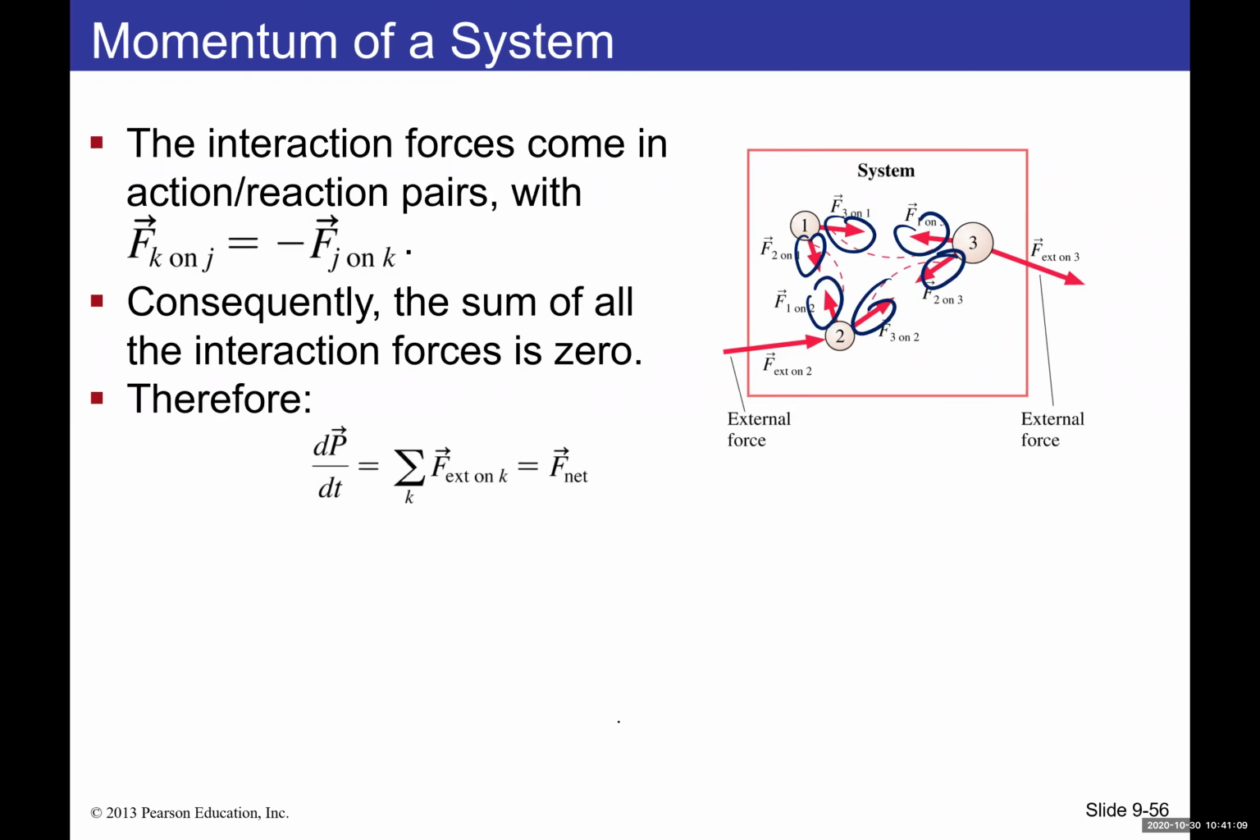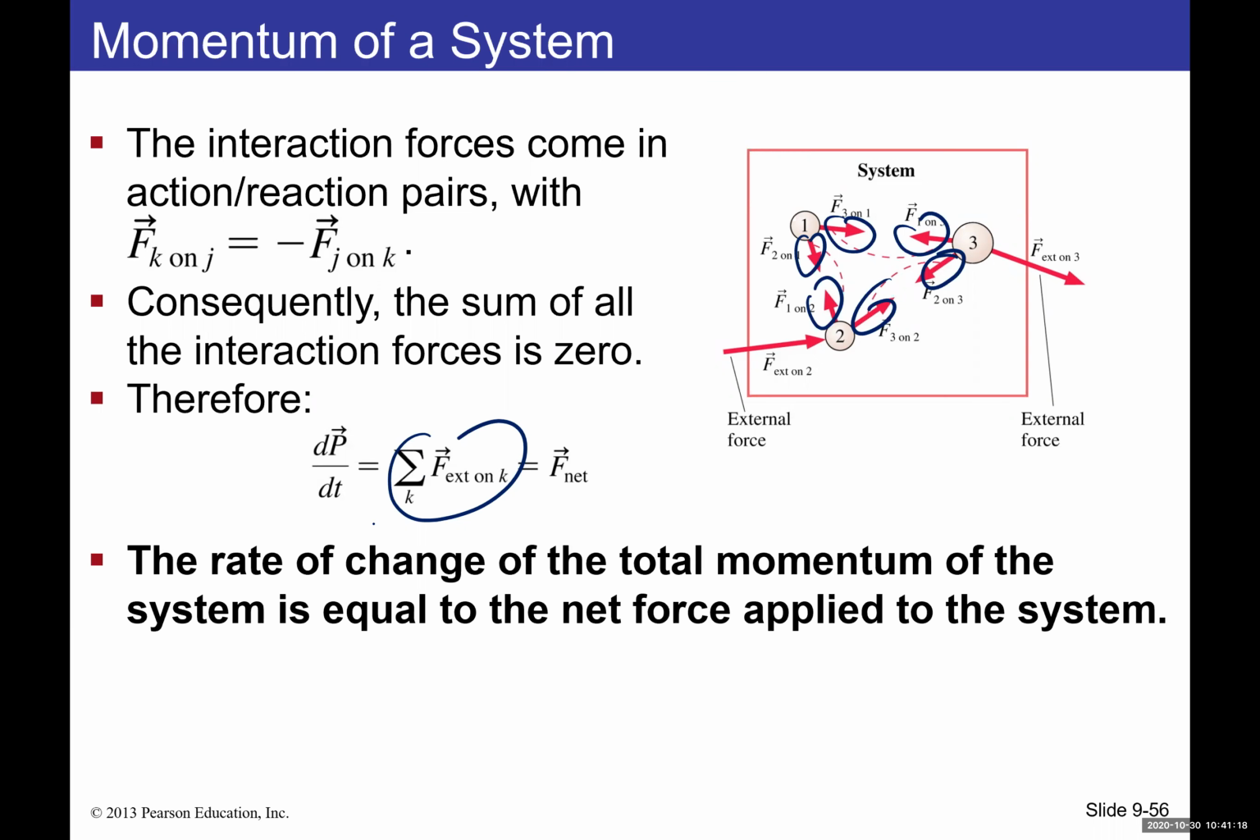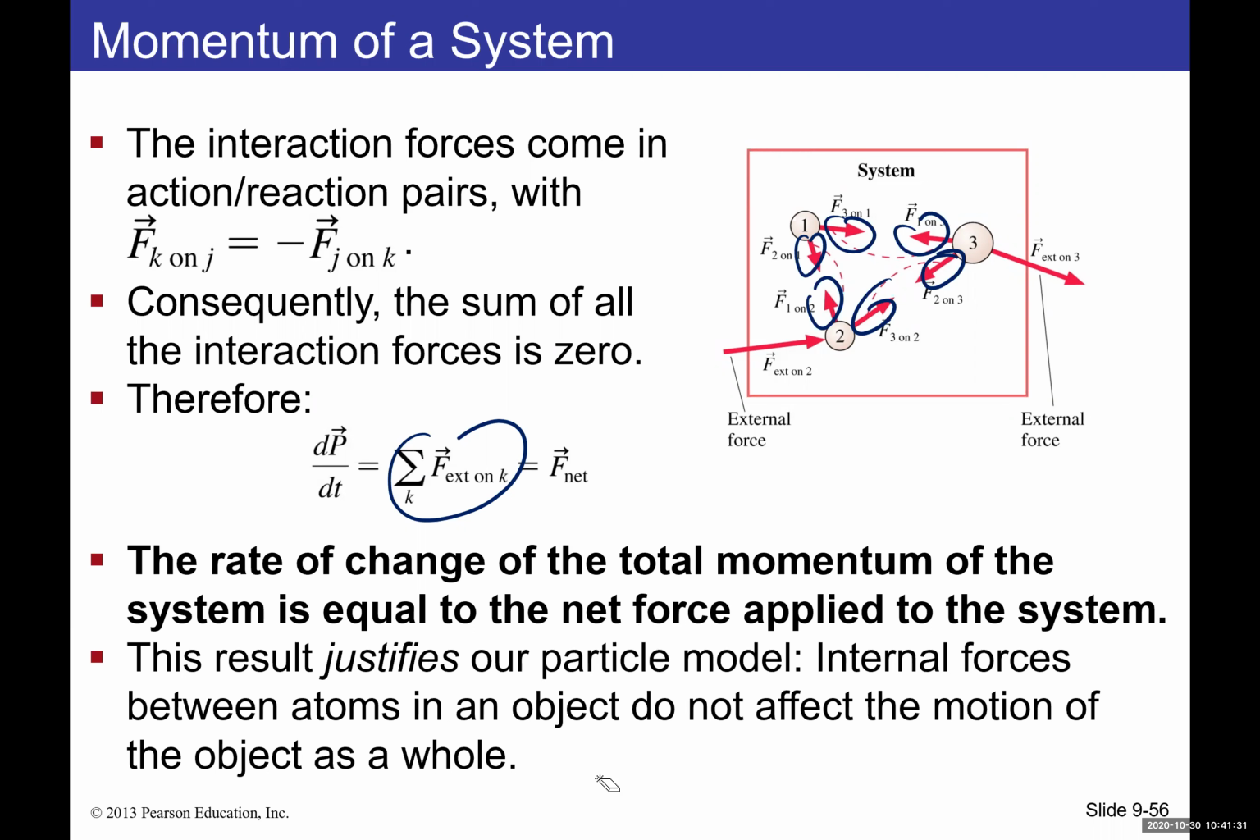And what we end up with is that a change in momentum of the system will be purely in the hands of external forces. So the rate of change of the total momentum of the system is equal to the net force applied to the system. Net external force, right? Now, this result justifies our particle model: internal forces between atoms in an object do not affect the motion of the object as a whole.